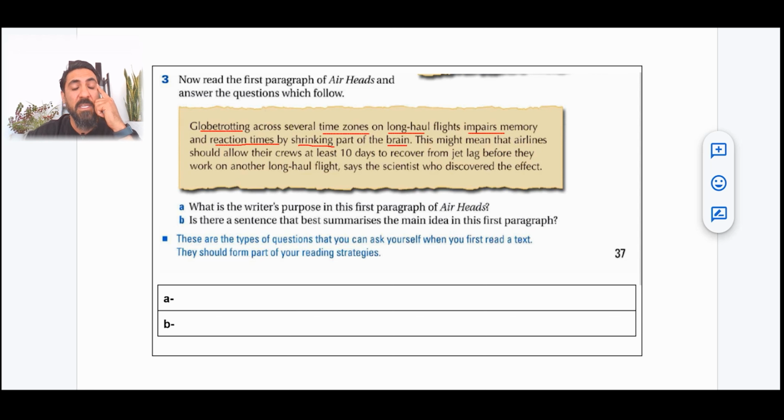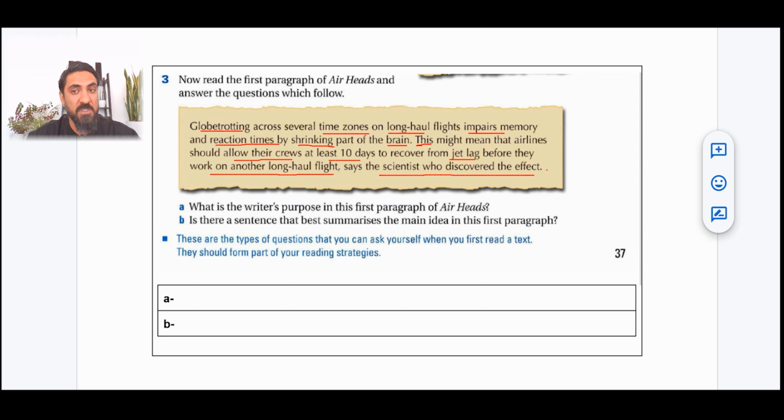So this is the main idea. When you go through different time zones on long distance flights, if you're the pilot or the passengers, it will shrink your brain. It will make you sleepy. This information that we have in the first line might mean that airlines should allow their crews at least 10 days to recover from jet lag. So jet lag is the tiredness that you have after a flight before you go on another long-haul flight, says the scientist who discovered this effect.